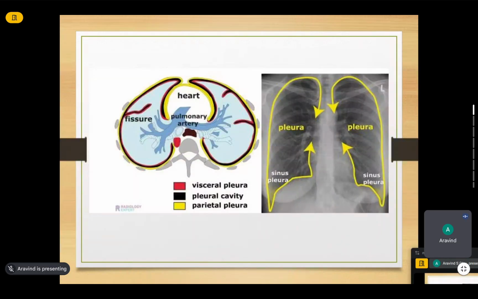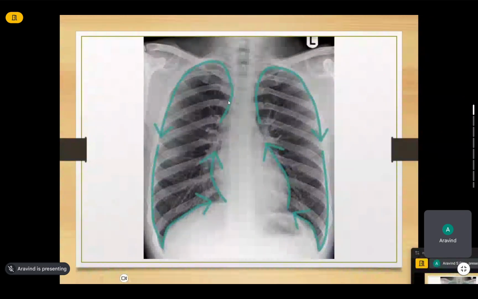Next, coming to the pleura. As you all know, the pleura is the outer covering of the lung. But the thing is that the pleura is not visible in the chest X-ray. You have to keep in mind that pleura is usually not visible in the chest X-ray. But still, we must assume that the border of the lung field in the chest X-ray corresponds to the pleura.